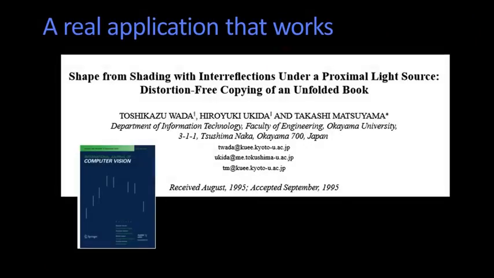Before I conclude, a couple things about shape from shading. One is there was a really cool use of it. There was a paper that actually won one of the Marr Prizes in 1995 at ICCV. The name of it is "Shape from Shading with Inner Reflections under a Proximal Light Source: Distortion-Free Copying of an Unfolded Book." And it appeared later in IJCV, International Journal of Computer Vision.